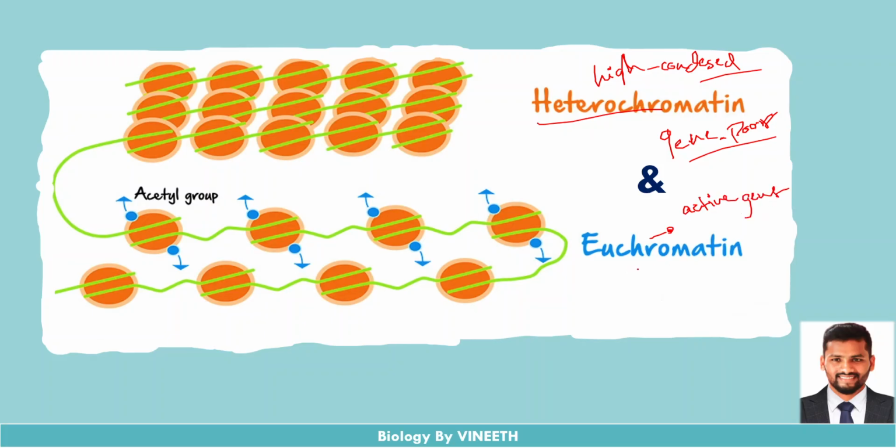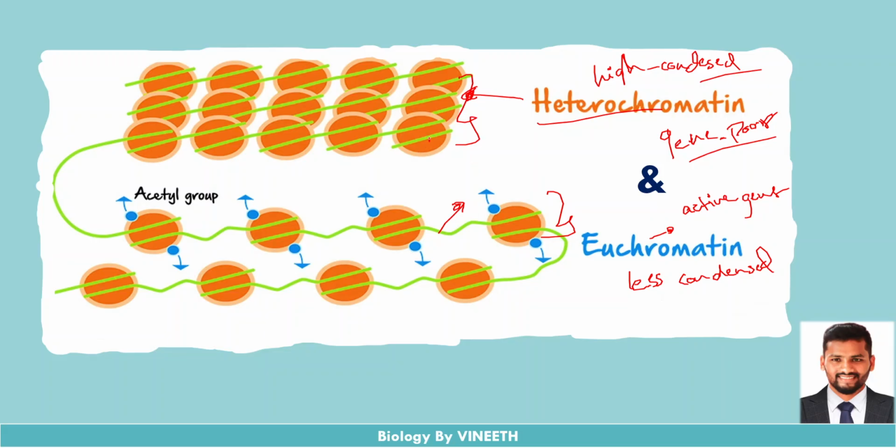And it is also less condensed than the heterochromatin. If you look at the typical structure of heterochromatin and euchromatin, heterochromatin is compactly packed. So this doesn't allow any kind of transcription machinery or replication machinery to act on the DNA sequences, but euchromatin allows all the factors and regulator proteins to act on the DNA sequences or the gene sequences. And the major difference between heterochromatin and euchromatin is the methylation patterns and the acetyl groups.